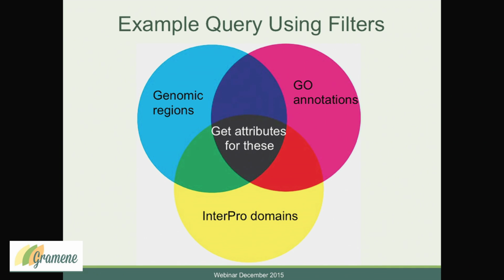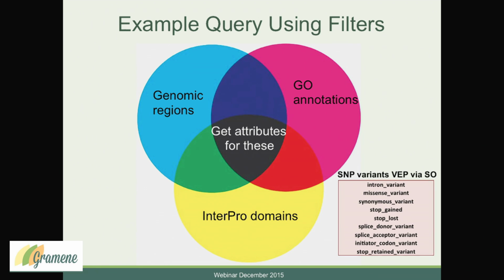Another way to look at this query is that we are looking for those attributes in the intersection region of genes within the genomic regions of interest with GO annotations or InterPro domains that define a functionality for this region. And for this set, I am going to use the predicted variant effects using sequence ontology terms like those in the list. In this case, we talk about stop gained.